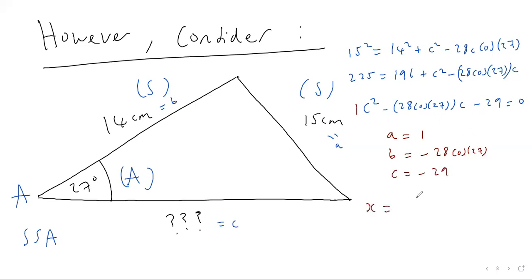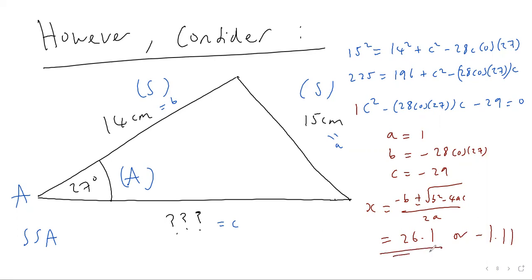So using your quadratic formula, minus B plus or minus the square root of B squared minus 4AC over 2A, or using your calculator to solve this, you'll get this. So plug in A equals 1, B equals negative 28 cos 27, and C equals negative 29. Solve that, and you get one positive answer, 26.1 to 3 significant figures, or you'll get a negative answer, so negative 1.11. So obviously we can't have negative lengths.